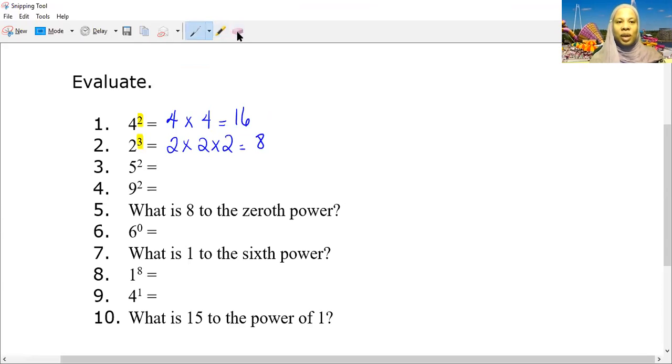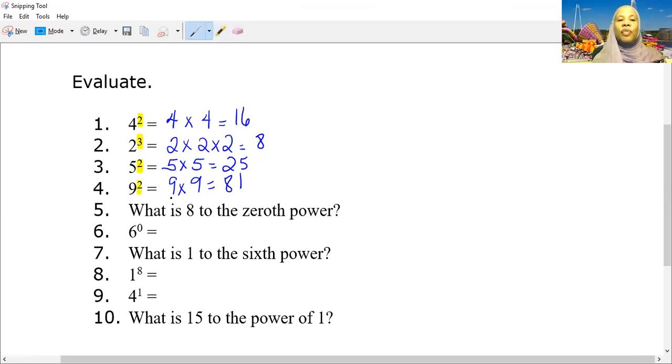All right, the next one, 5 squared, also known as 5 to the second power, means that we write 5 twice. So we write 5 times 5, and 5 times 5 is 25. Okay, the next one, we have 9 squared. 9 squared is 9 times 9. It's not 18 because we're multiplying, so it's 81.